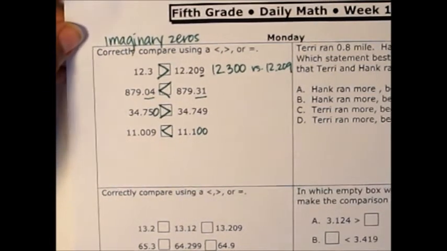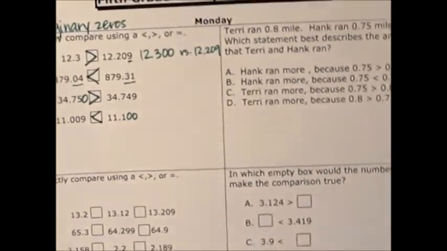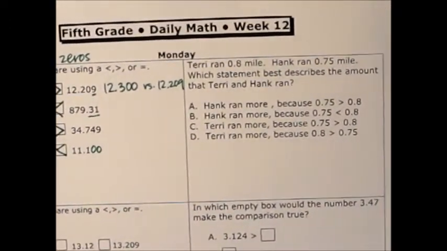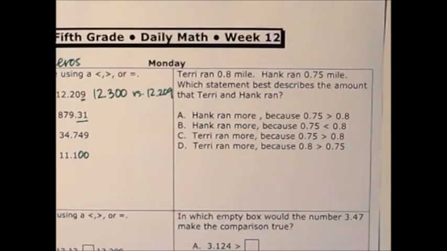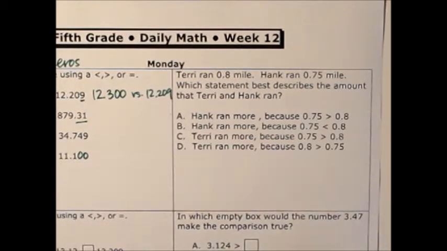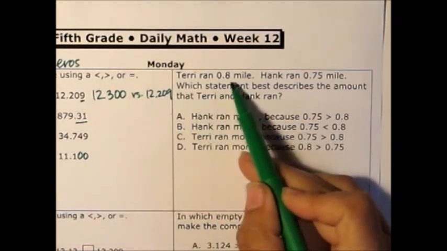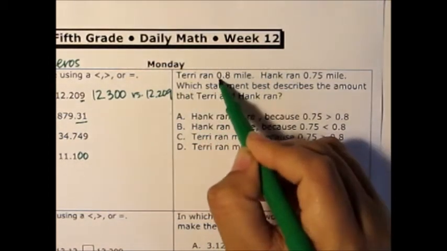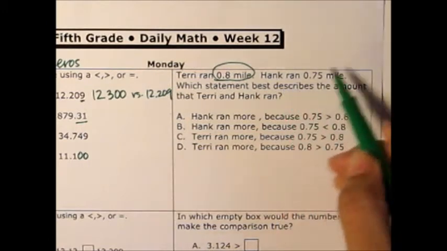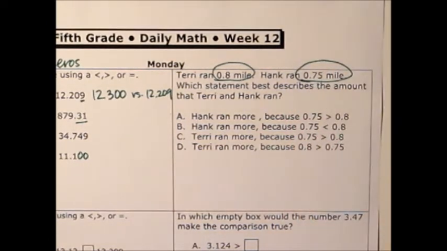This one has a short story. Okay, and remember when we're working on short stories, kind of use your cube strategy. Circle your numbers, underline your question. Okay, box any important words. Terry ran 8/10 of a mile. Okay, Hank ran 75 hundredths of a mile. What do we need to do when comparing? Match up the place value.